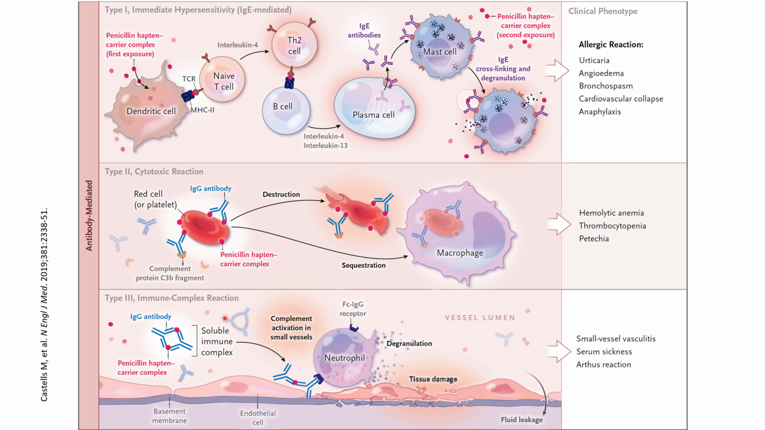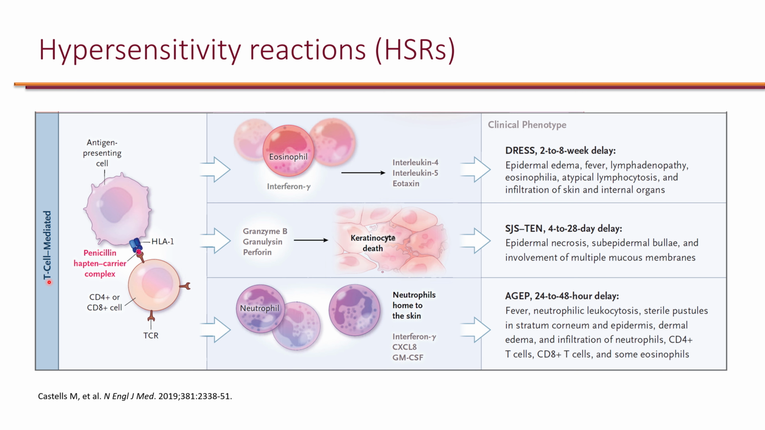So when we think of antibody-mediated hypersensitivity reactions, that includes type 1, type 2, and type 3. These are all antibody mediated, with different antibodies. For example, type 1 is IgE. And when we think of T-cell mediated hypersensitivity reactions, this is specifically type 4.